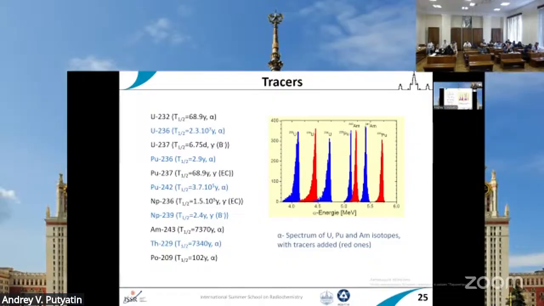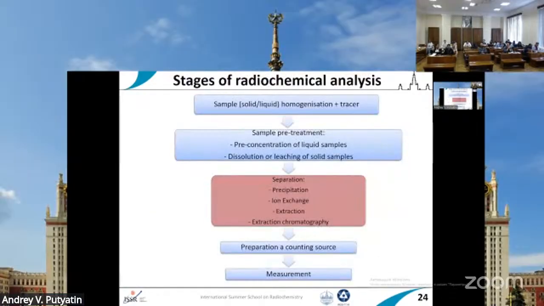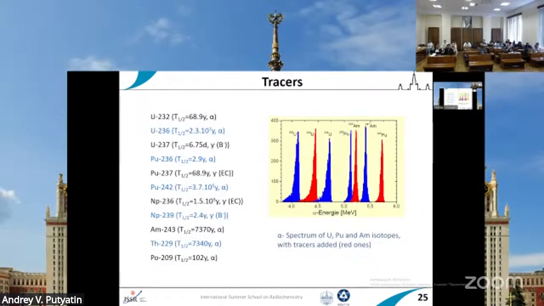And to estimate the chemical yield of all of our steps, we can use tracers. So tracers are added with a known activity, and after all the steps, after the measurement of our sample, we know how much of the tracer we added. We measure our tracer, and from this data we can calculate the chemical yield of all of our chemical processes. So there is a list of typical tracers for actinides.